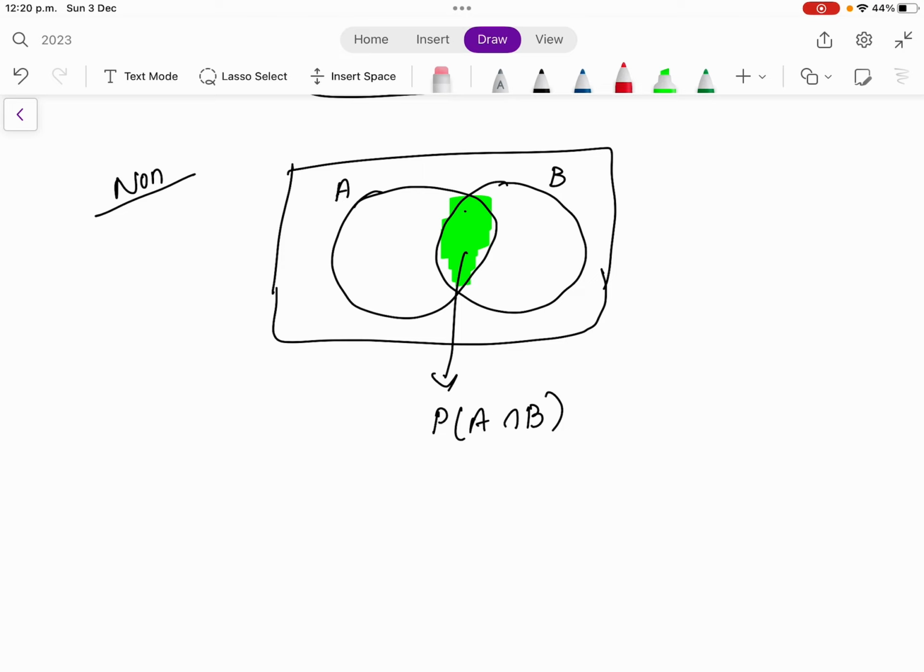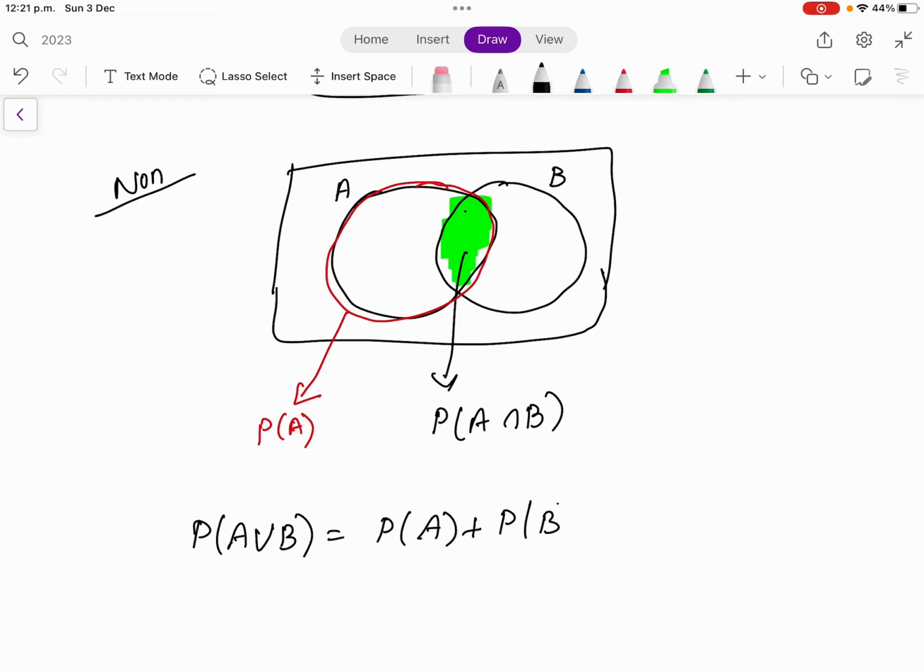And this one is A. The set A is this one. So if they ask for P of A, you need to select this, and similarly for P of B, and out of that you can find P of A union B, or A or B, with the formula P of A plus P of B minus P of A intersection B. So this is the case when you work with Venn diagrams and the probability is given. You can find the probability of the other ones using this formula.